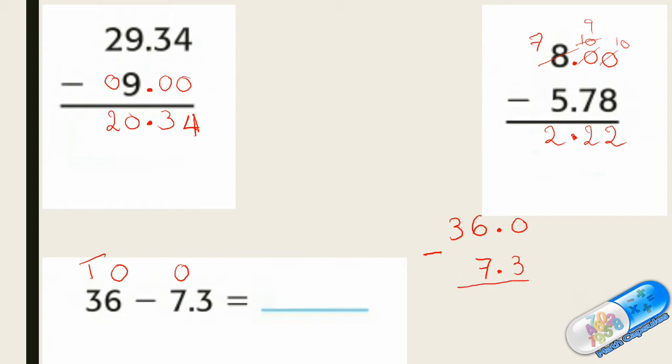Now we subtract. 0 minus 3 cannot be. I'll borrow from the 6. The 6 becomes 5. The 0 becomes 10. Now 10 minus 3 is 7. Put the decimal point. 5 minus 7 cannot be. I'll borrow from the 3. 3 becomes 2. And 5 becomes 15. 15 minus 7 is 8. And 2 minus 0 is 2. So the answer here will be 28 and 7 tenths.